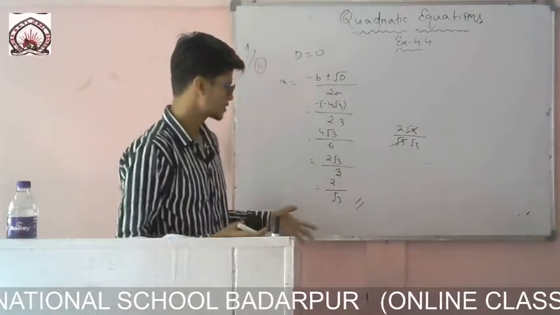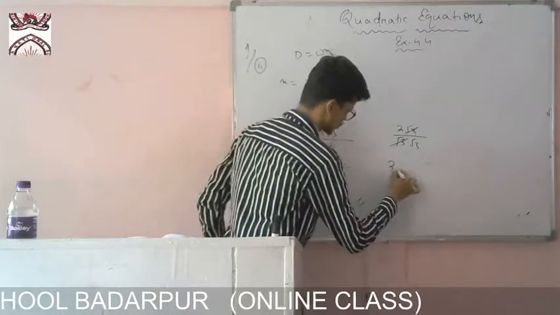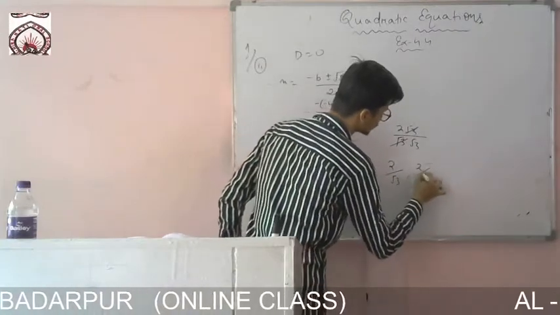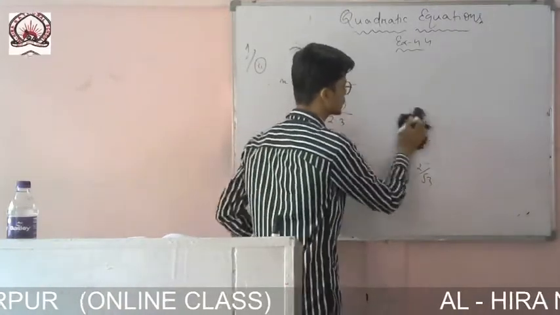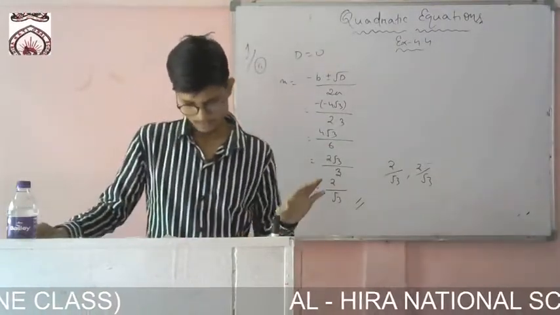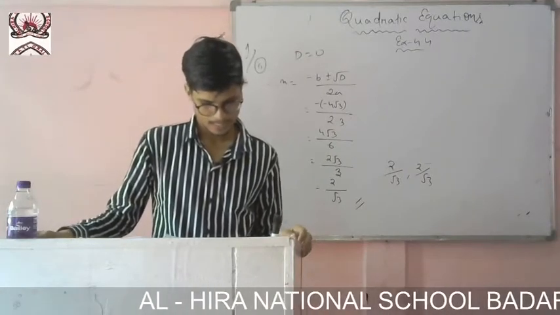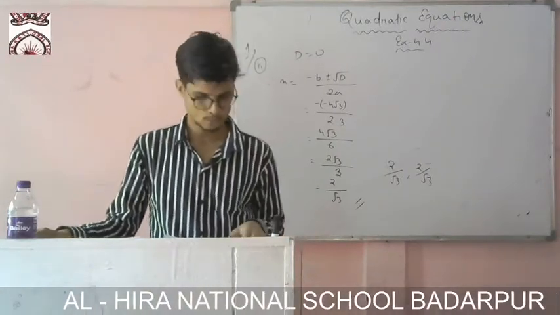The roots are equal, so both the roots will be 2 by root 3 comma 2 by root 3. Therefore the equal roots are 2 by root 3 comma 2 by root 3. So this way you solve all the others. Okay, let me go to question number 2.